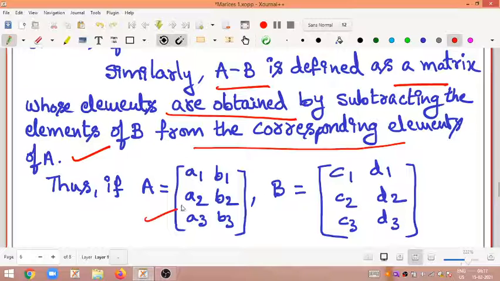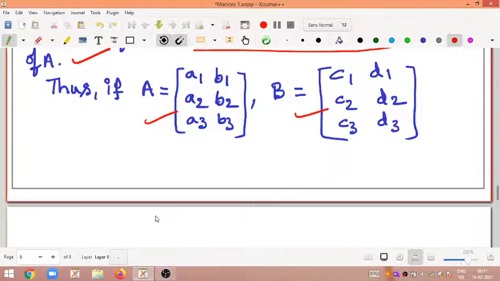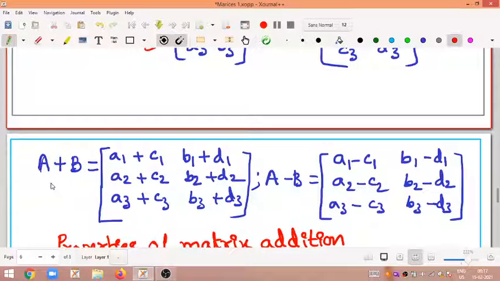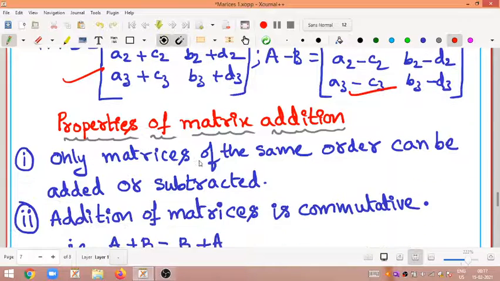See example: A like this and B like this. Next, addition and subtraction: A plus B, this one, and A minus B, this one. Observe carefully. Now coming to the properties of matrix addition. First one, only matrices of the same order can be added or subtracted.